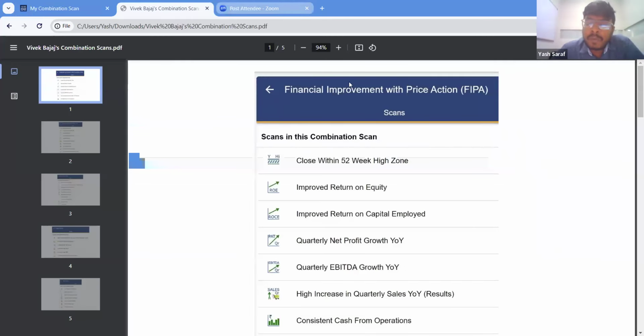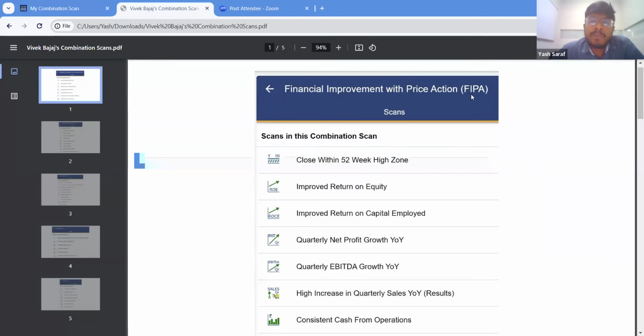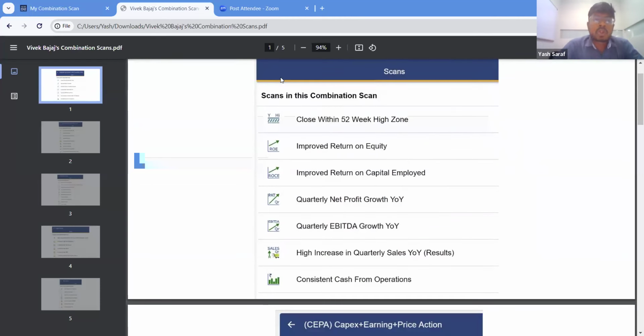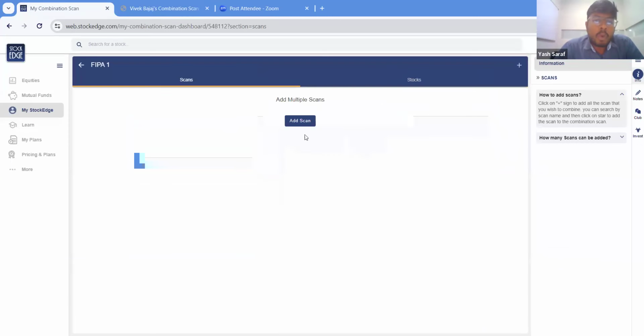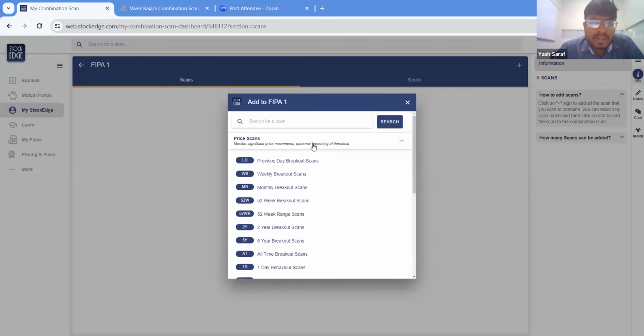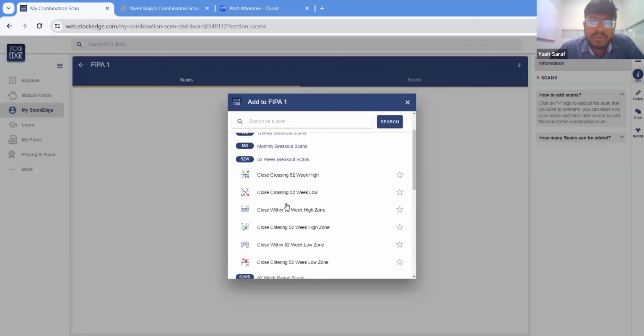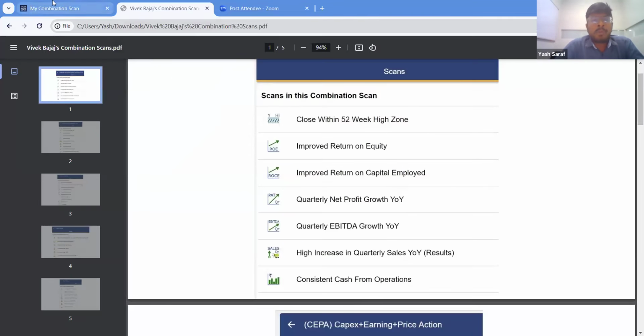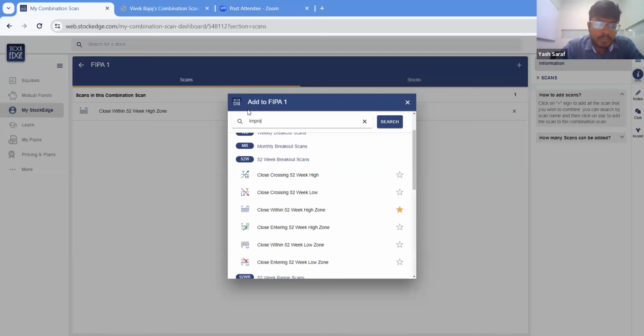As you can see, FIPA is financial improvement with price action, and there are these 7 scans. So we'll add all these scans one by one. Over here you can click on Add Scan, and if you know which scan is where, then you can go over there: price scans, 52-week breakout scans, close within 52-week high zone, and you can add those respective scans. And if you don't know where these scans are, then you can just click on search and search the scan. Improve return on equity.